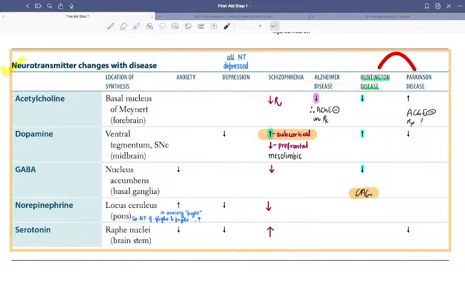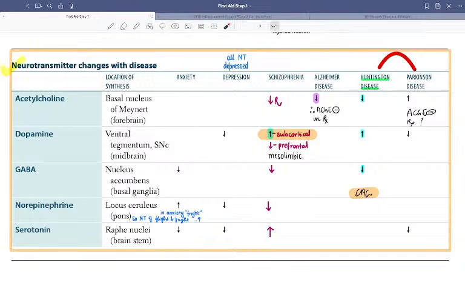Now what happens in depression is everything is depressed. So everything is depressed in depression. Anxiety, what happens in anxiety? Only norepinephrine is increased. Obviously when you're anxious, your sympathetic system is in overdrive. So the locus coeruleus, present in the pons, produces your norepinephrine, and that is increased. In anxiety, norepinephrine is increased. Depression, everything is low.